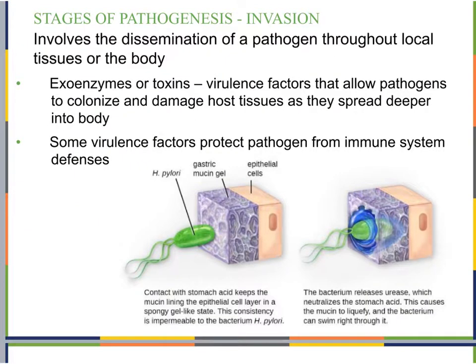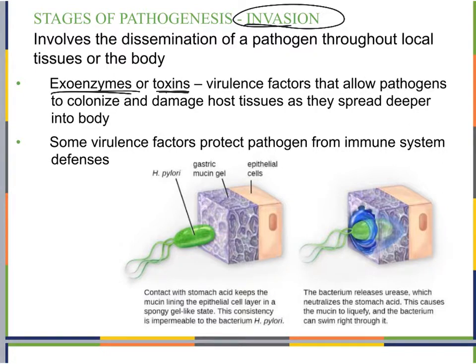So then we have invasion. We have been exposed, the pathogen has now attached, so we have these adhesins, for example, or other mechanisms that allow it to stick to us, so adhesion. And now we're moving into invasion. And invasion involves the dissemination of a pathogen throughout the local tissues of the body. So it's attached, and now it's going to move further throughout the body. And they can do this utilizing things like exoenzymes or toxins.